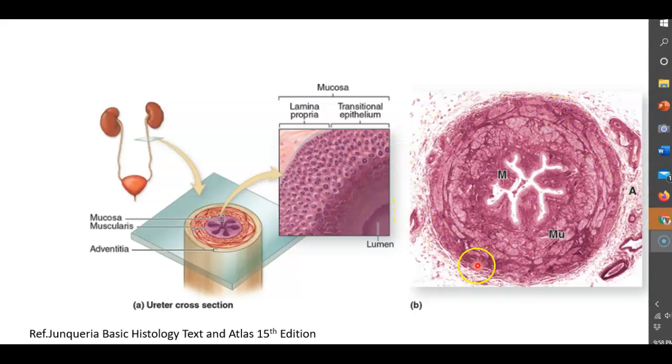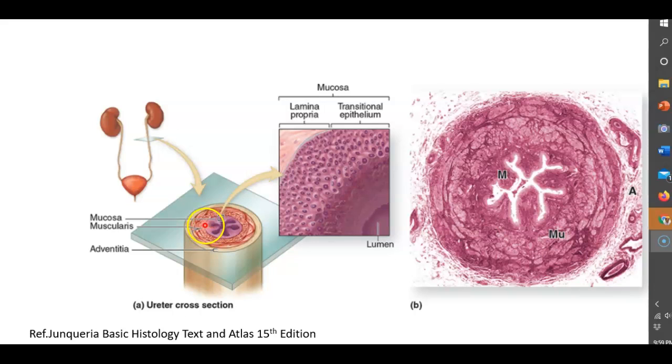Okay. So we have the mucosal layer that is composed of the transitional epithelium. Then we have the lamina propria. Then we have the muscle layer. Then the adventitial layer. Okay, so here again, this is the adventitia that is composed of connective tissue and a lot of adipose tissue, blood vessels there. The muscular layer has two layers in the abdomen. The lower part has three layers.